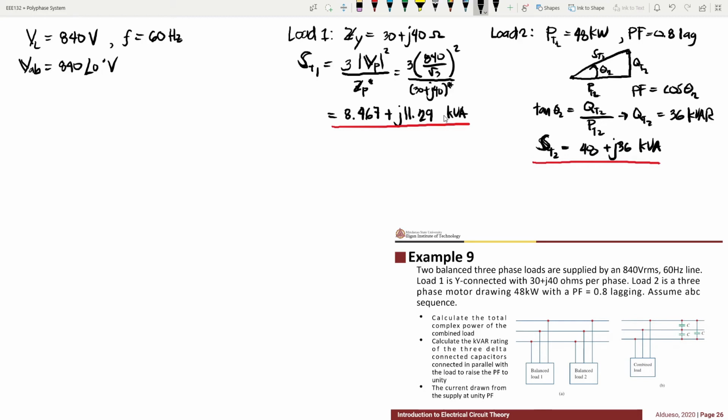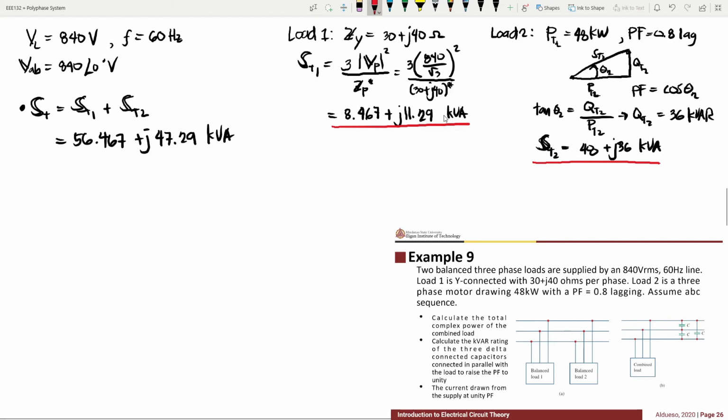So we have the total complex power of the combined load, S_T1 plus S_T2, equivalent to 56.467 plus j47.29 kVA. So that is the total complex power of the combined load.